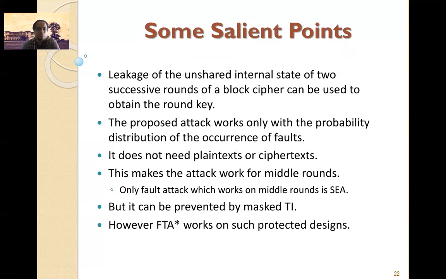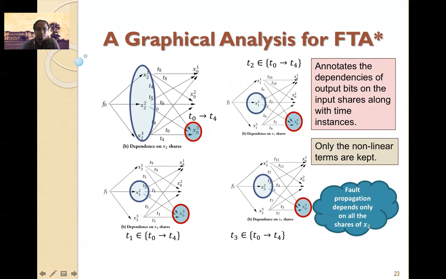This makes the attack work even for middle rounds. Although the ACA or the SAFE attacks are also able to work on the middle rounds, they can be prevented by a masked TI implementation, against which our technique of FTA star is still able to work. So we also provided a graphical analysis for FTA star. For the sake of time, I will be quick here.